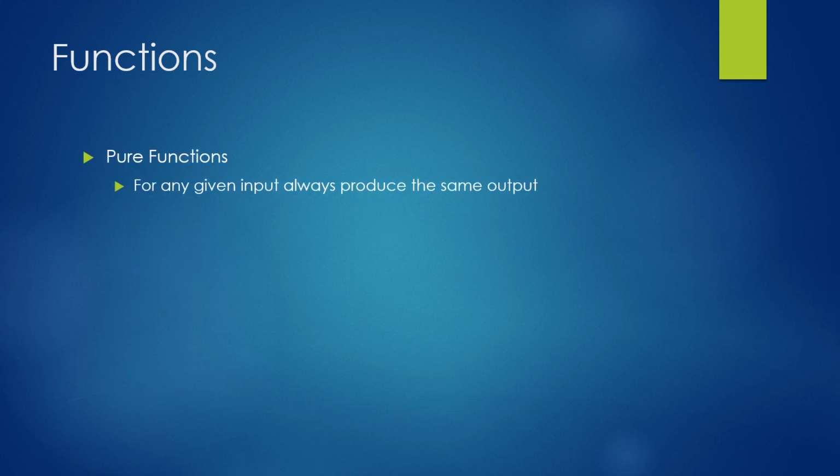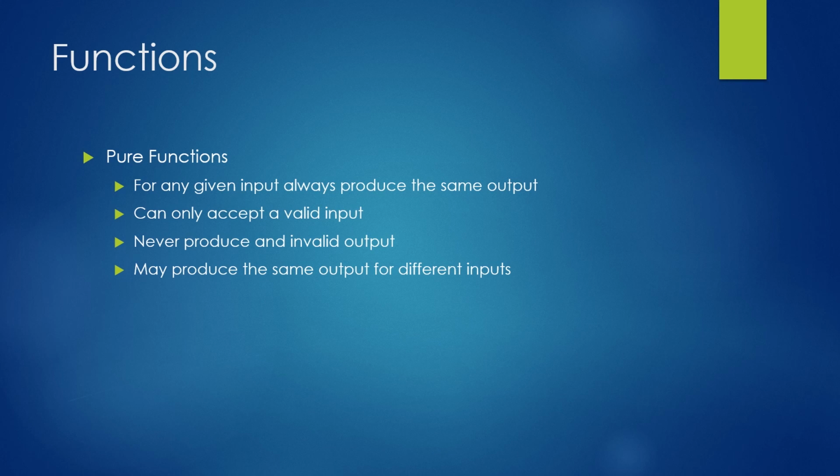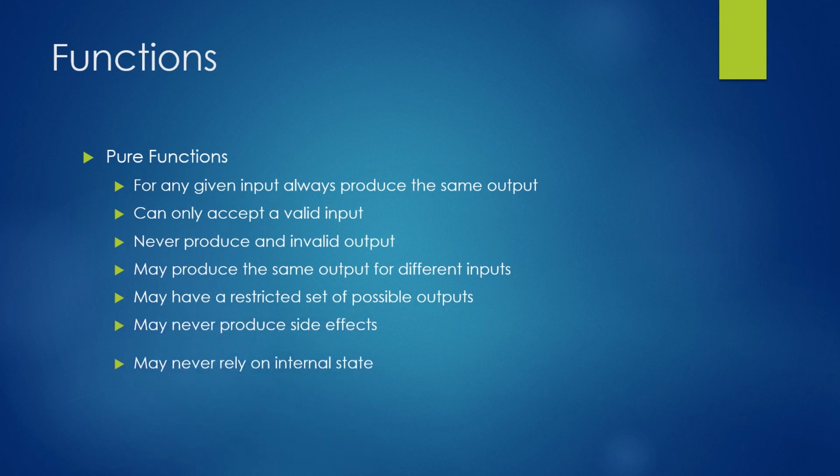Pure functions, for any given input, always produce the same output. They also can only accept valid input. They have a particular domain, and we'll talk about that, and only members of that domain can even be inserted into them. Anything else will cause a compilation error. They never produce invalid output. They may produce the same output for different inputs. That's perfectly acceptable. They may have a restricted set of possible outputs, so they may only produce a few different values. That's perfectly okay as well. And they never produce side effects, and they never rely on any internal state.